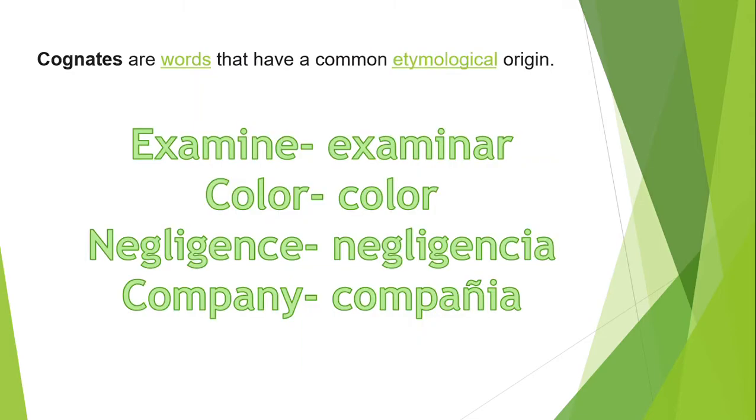Okay, so we're going to define first of all cognates, that are words that have common etymological origin, which means that the cognates, in simple words, are words that have similar spelling from one language to another. In this case, we're comparing English to Spanish, like the examples that you have here: examen, examinar; color, color; negligence, negligencia; company, compañía. So it's very implicit what they mean. I just see it and I relate it to our own language, okay?